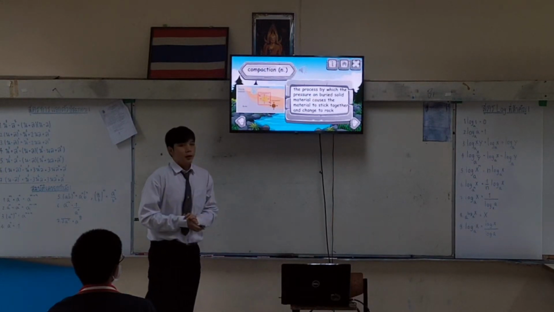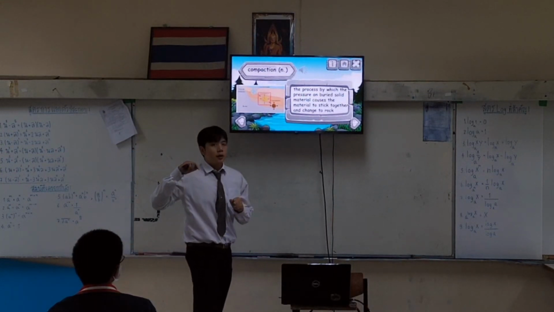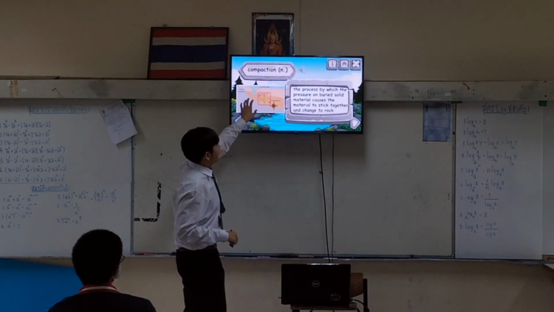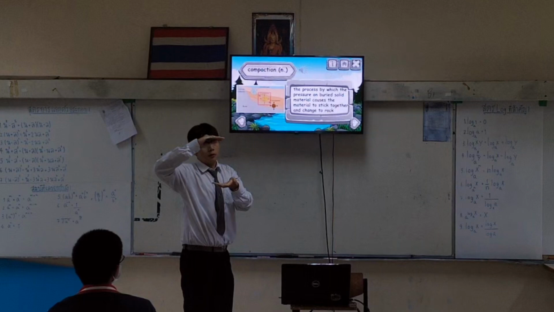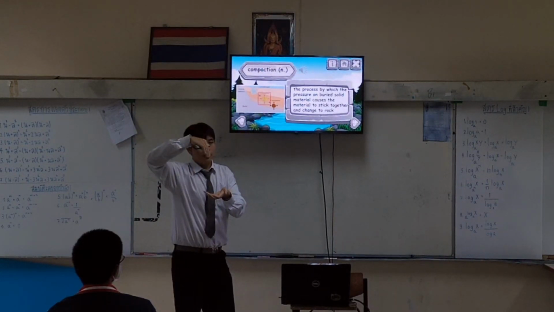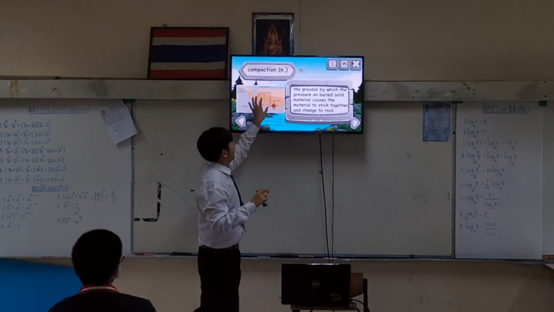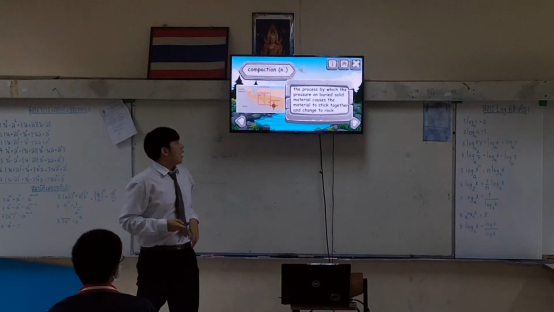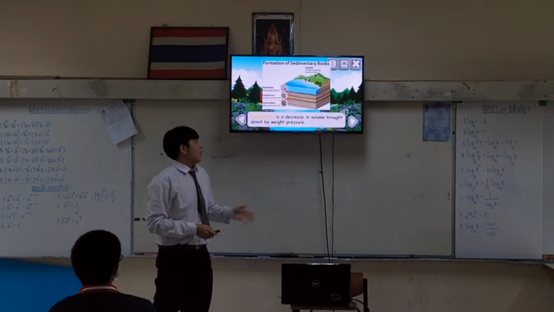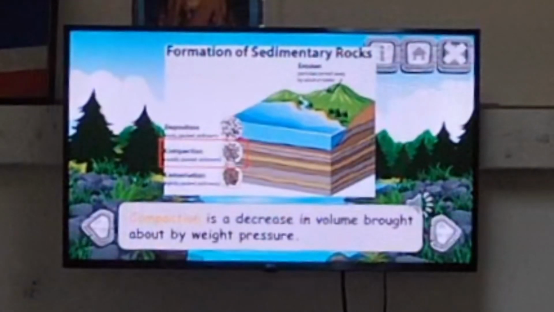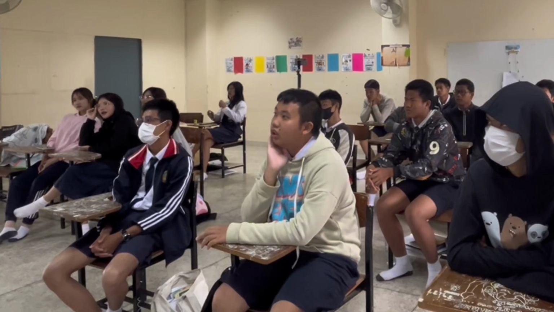Compaction is the process when the sediments are already deposited. And when it's deposited, like first, second, and third layer, it will pressure the layers and the rocks will stick together to form. Here is the example of the sentence. Compaction is a decrease in volume brought about by weight pressure. Okay, now your turn.